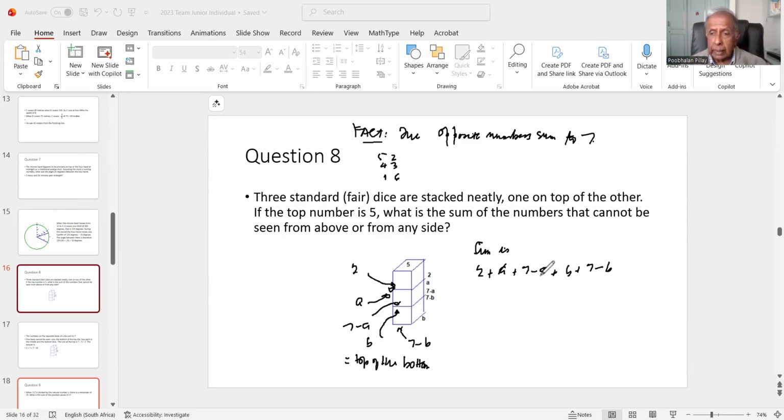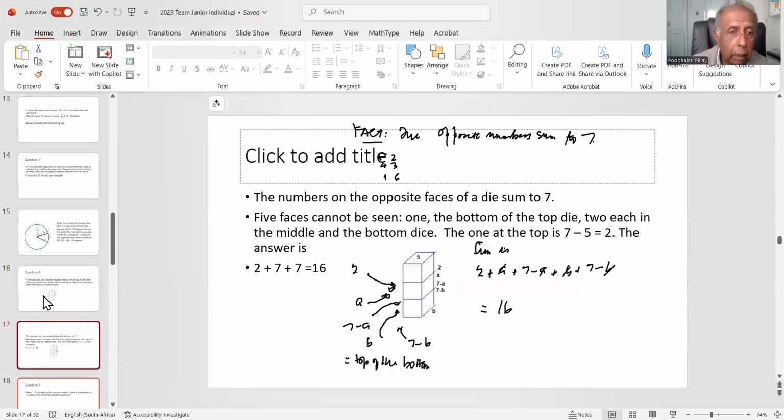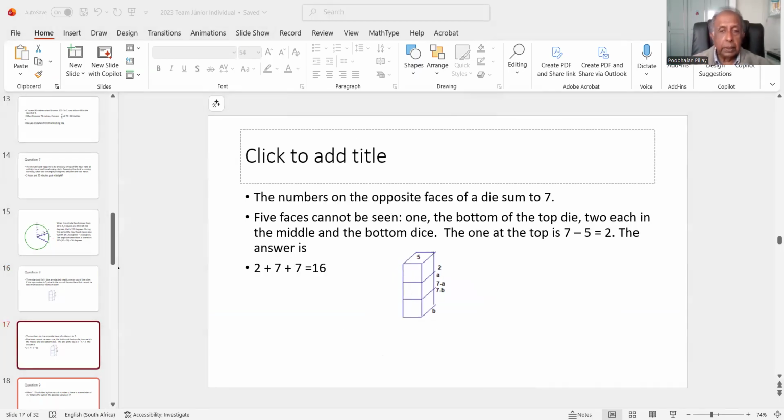A and minus A cancel, B and minus B cancel. That's very nice. So you have 7 plus 7 plus 2, which is 16. So that's the answer to this problem. All you need to know here is that the opposite numbers on a die add up to 7. Okay, so let's just expose. And you see, quite right, the answer is 16. Okay, so let's get on to the next problem.